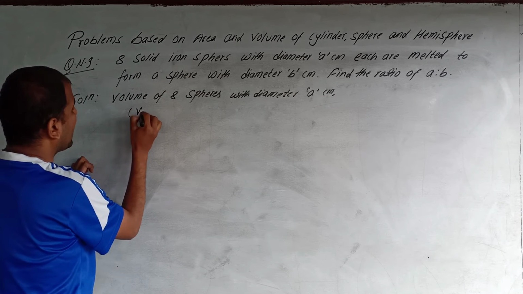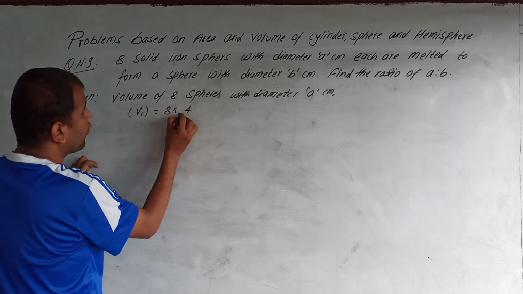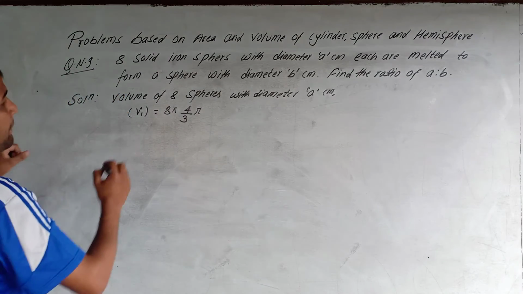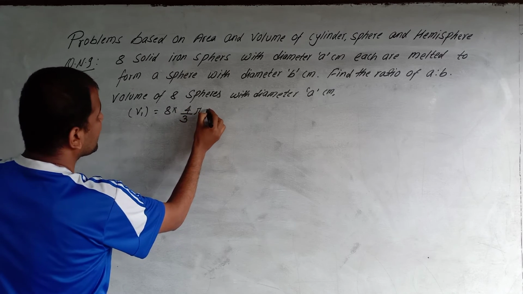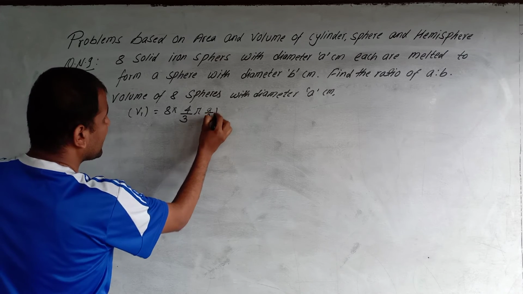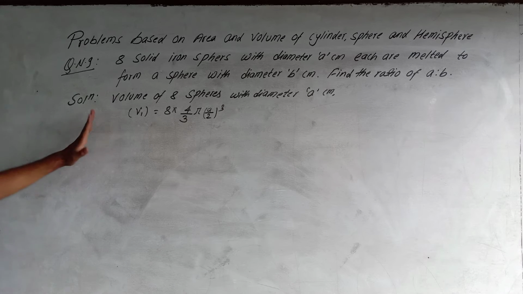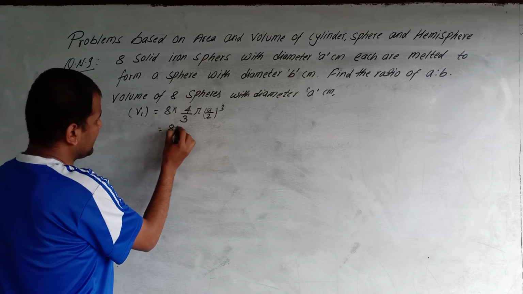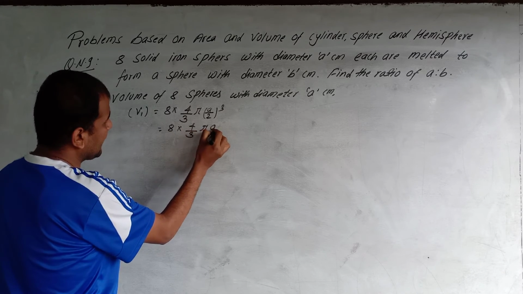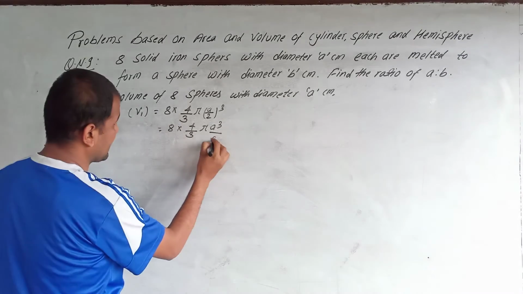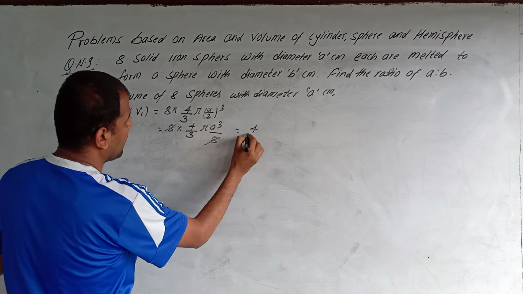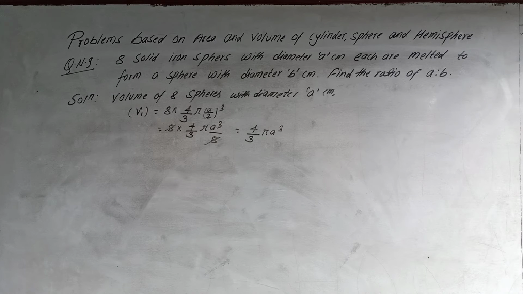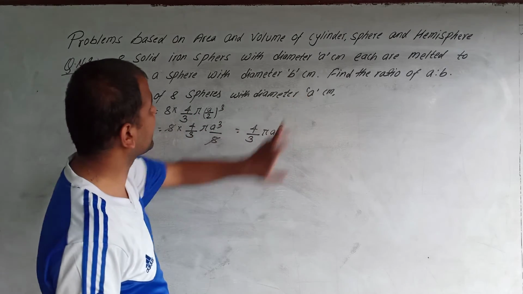that is V1, volume 1 is equal to 8 into 4 by 3 pi r cube. Here a is the diameter, so r means a by 2, 4 by 3 pi r cube. This is the volume of 8 spheres, that is equal to 8 into 4 by 3 pi a cube by cube of 2, that is 8, is equal to 4 by 3 pi a cube. This is the volume of 8 spheres when diameter is equal to a centimeter.